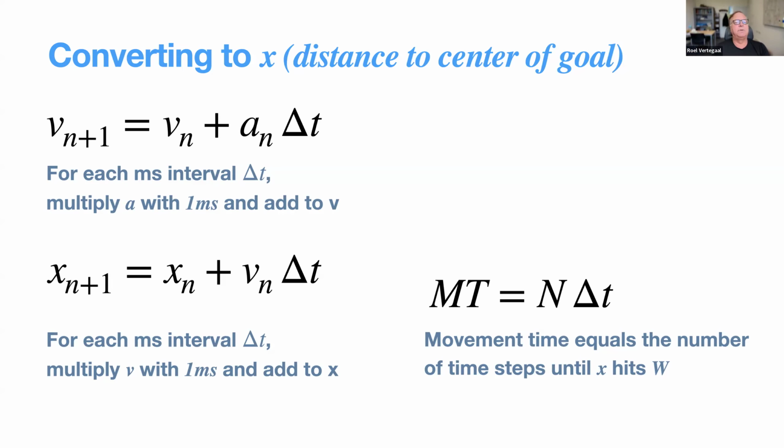Then each step, we do the same thing to derive x from our velocity. We multiply our current velocity by delta t, which takes a derivative, yielding x displacement. We do this n times. We count the number of times we do this, and that's the number of milliseconds that the movement takes until it reaches a threshold, which I didn't express in this equation.